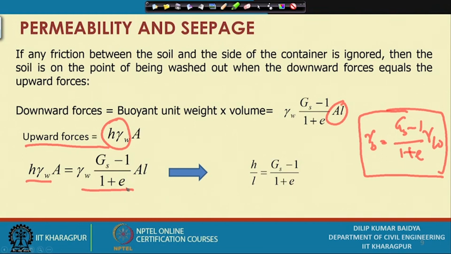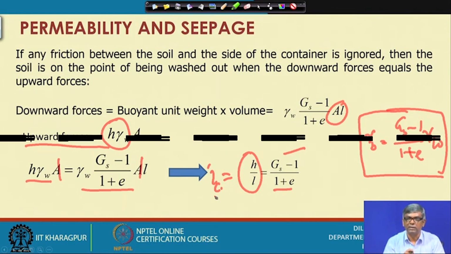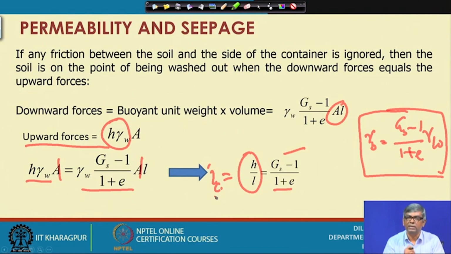If you equate these two, A gets cancelled, and ultimately you can see that h by L, which is nothing but i, will be equal to G minus 1 by 1 plus e. So, this is the expression for the hydraulic gradient, and this is the critical one. Why is it critical? Because we have considered the upward force and downward force to be just equal. Satisfying that condition, whatever hydraulic gradient we have got is the critical hydraulic gradient.